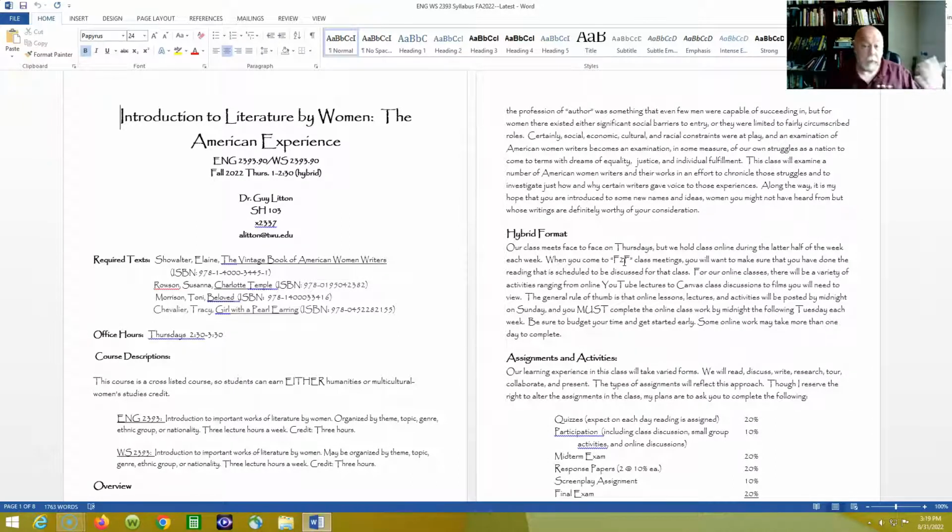Now, dealing with the format of the class, of course, it's a hybrid class, as I told you. We're going to meet face-to-face on Thursdays, and when you come to the face-to-face meetings, you want to make sure that you've done the reading that is scheduled to be discussed for that class. So if you see a particular short story listed for our Thursday class, that means have that short story read before the class starts. Very important. That's not what you're supposed to read that day, unless you read it in the morning.